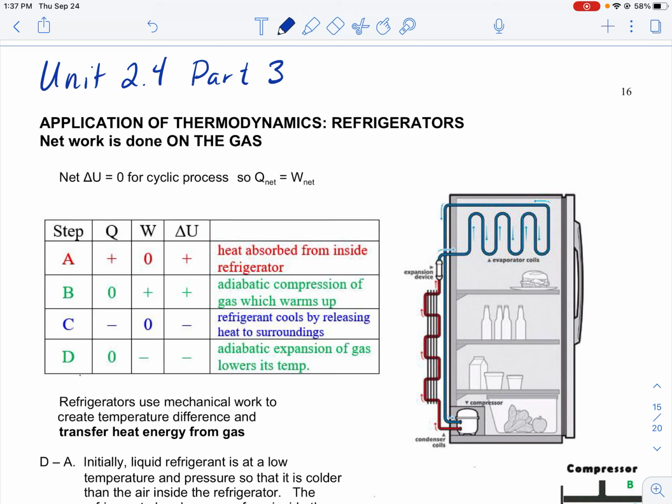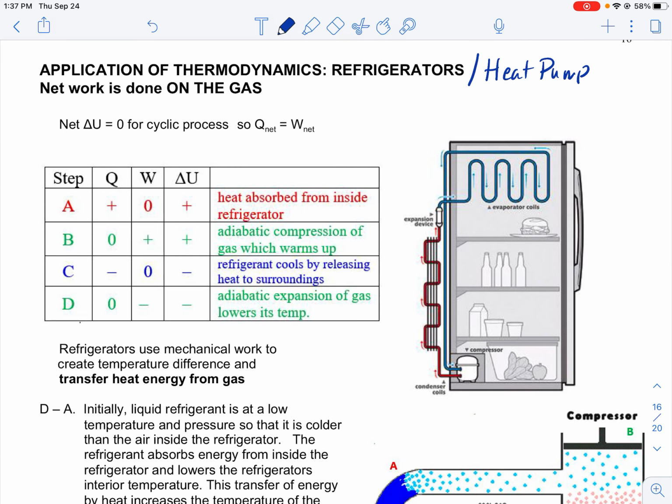In this section of Unit 2.4, we're going to look at the applications of the first law of thermodynamics. And the first application we're going to look at is the refrigerator, otherwise known as a heat pump. Have you ever wondered how a refrigerator actually works? On the back of the refrigerator, there are coils, and the coils radiate heat. So the refrigerator is actually taking heat from the interior and pumping it out to the exterior. That's why we call it a heat pump.